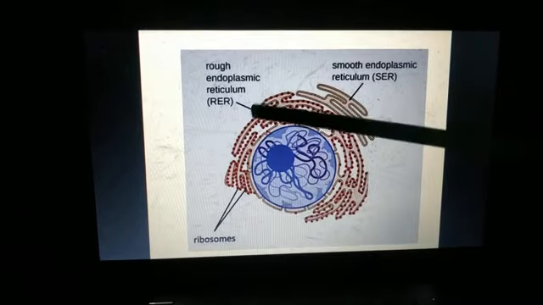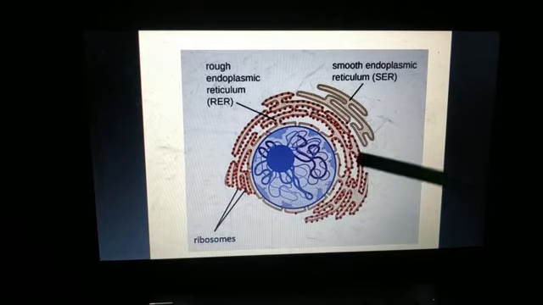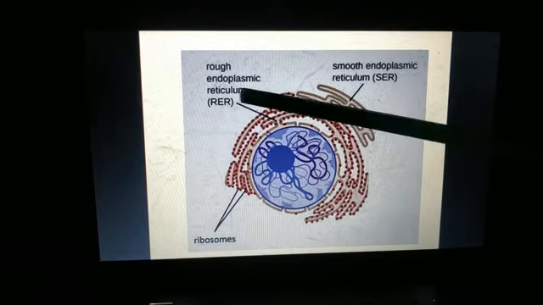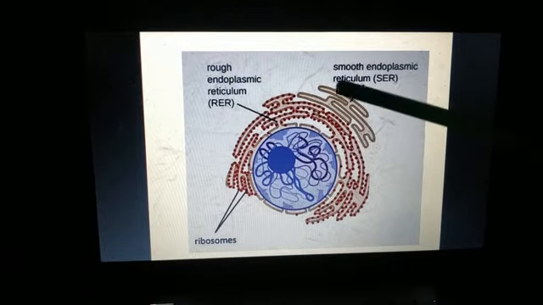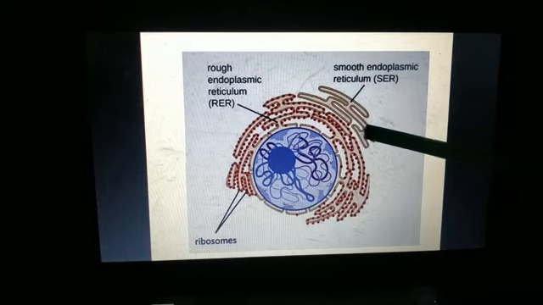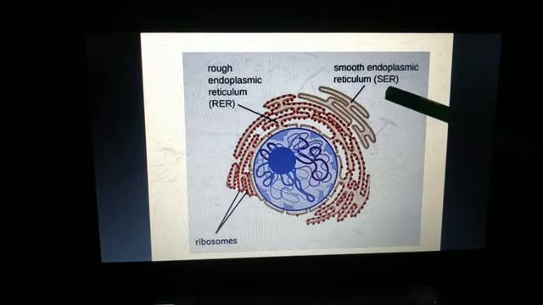Here also you can see these are rough endoplasmic reticulum. Rough endoplasmic reticulum, we also call it RER. And these are smooth endoplasmic reticulum or SER.